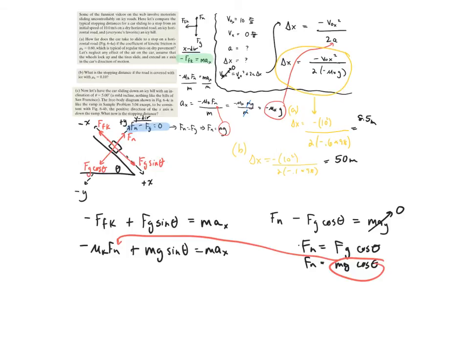Earlier, last time, I solved for ax. What's the difference really, right? Negative mu k times mg cosine theta plus mg sine theta equals max. What's in every term? M. Cancel it, please, because it's in every single term.